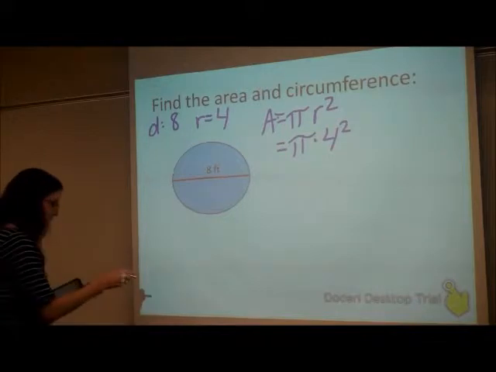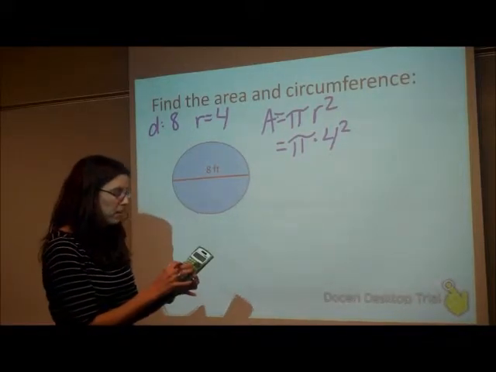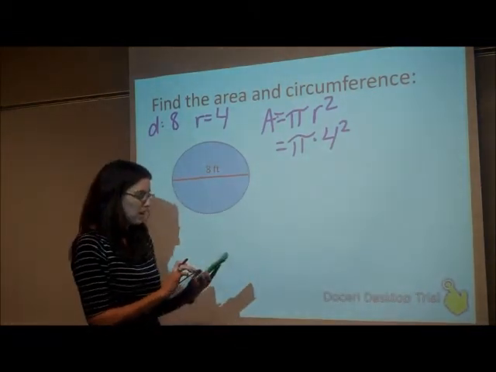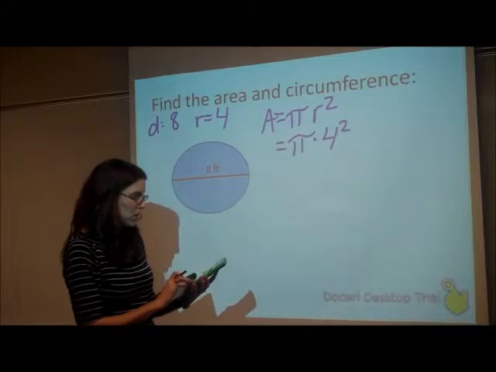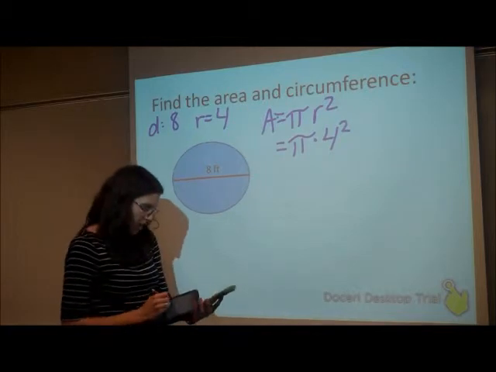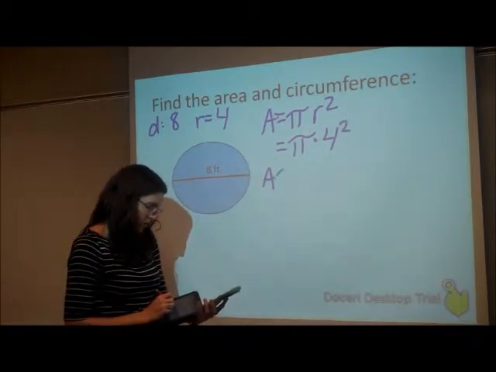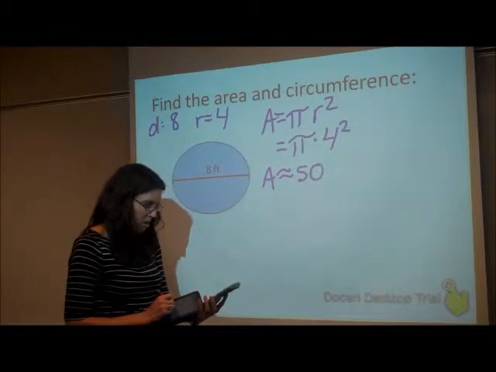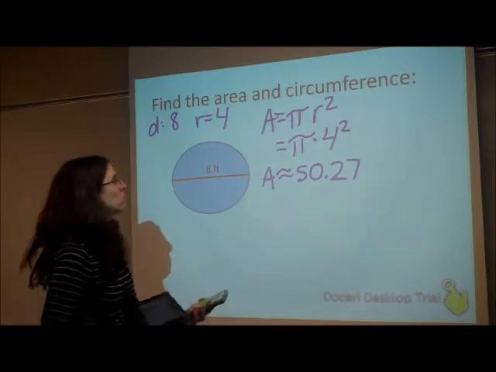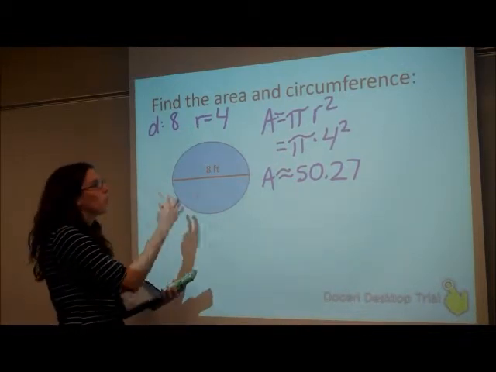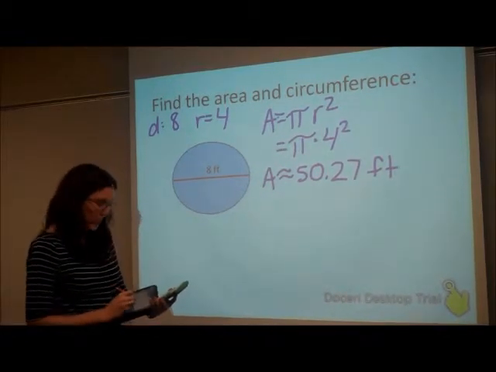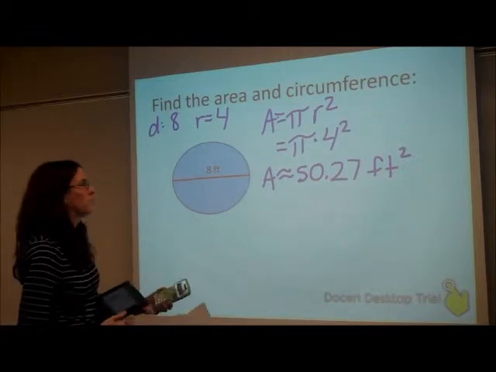So typing that in my calculator, I have a pi button right there, if you could see that. So I just hit pi times 4 squared, which remember 4 squared is not 4 times 2, it's 4 times 4. And you get about 50.265, so I'm going to round that. Okay, now for my units, let's go back. This was in feet, and since it's area, it's going to be square feet.